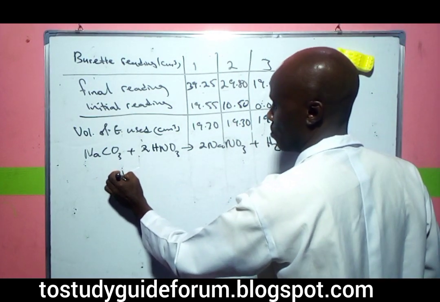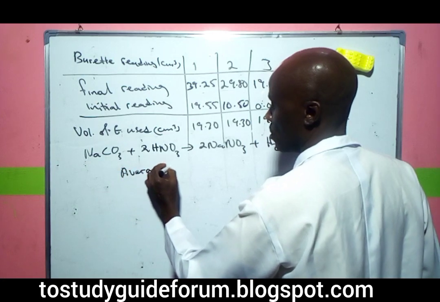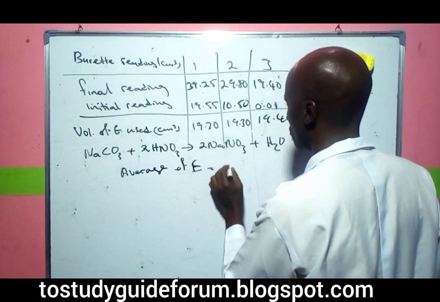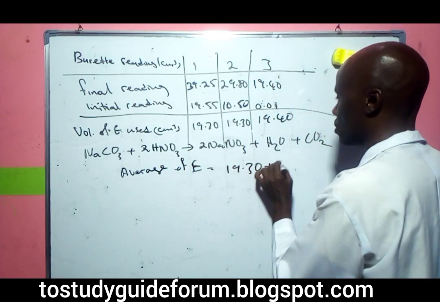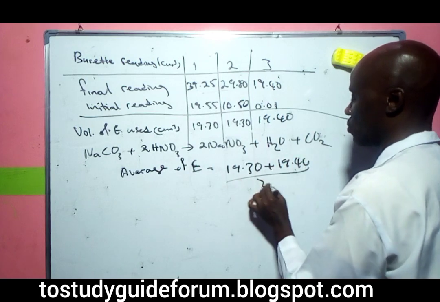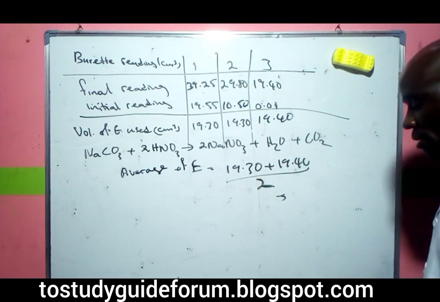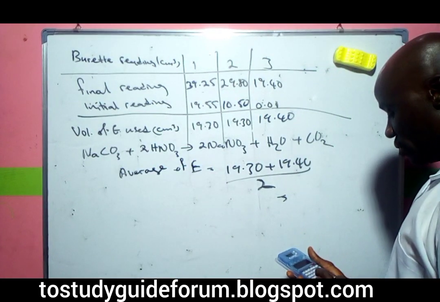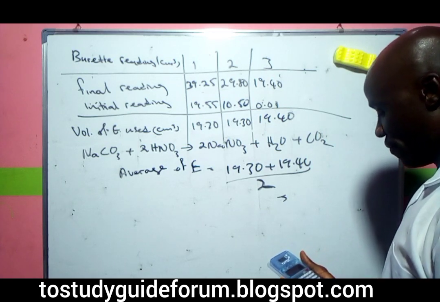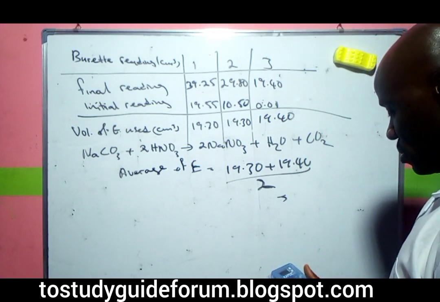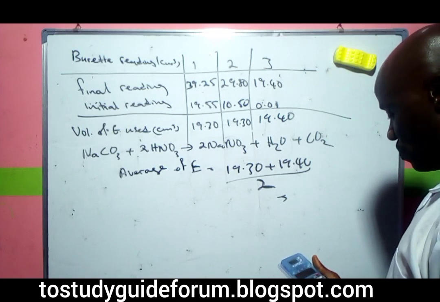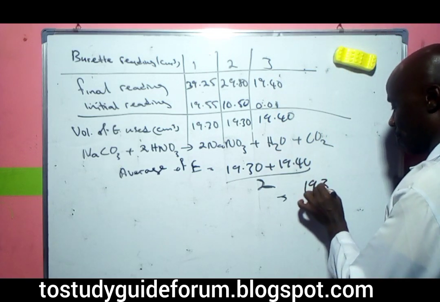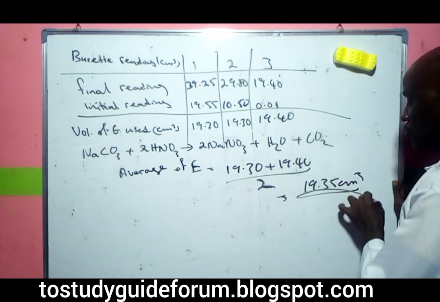So the average volume of E will be equal to 19.30 plus 19.40 all over 2. So when we do that, 19.30 plus 19.40 divided by 2, what we have here will be 19.35 cm cube. So that's what we have here.